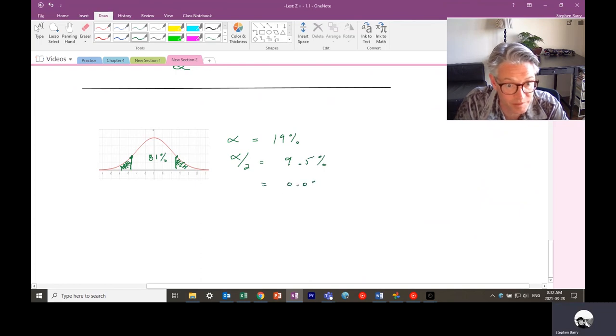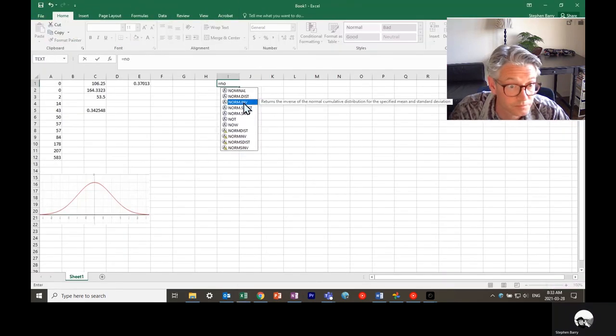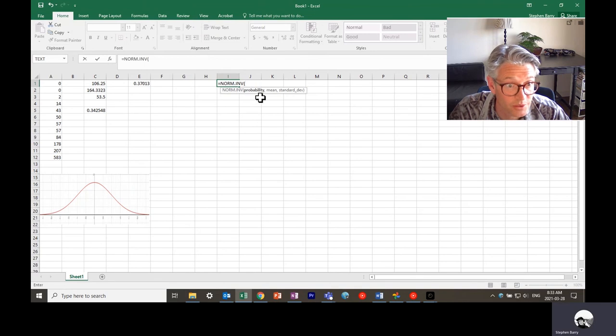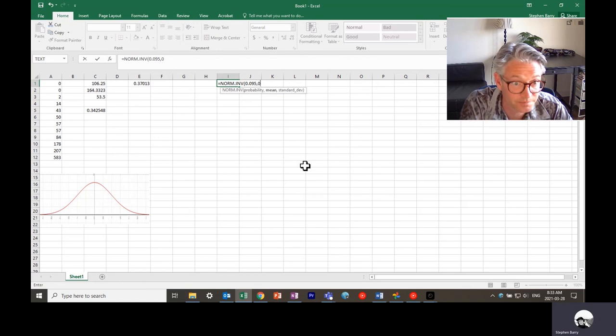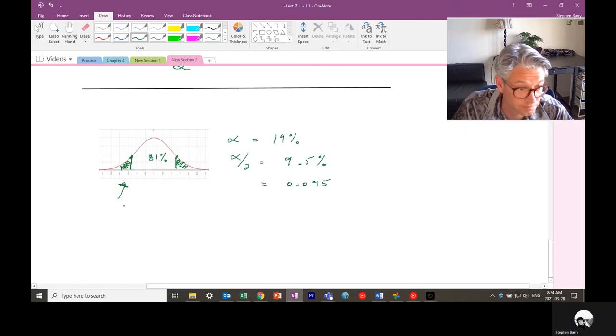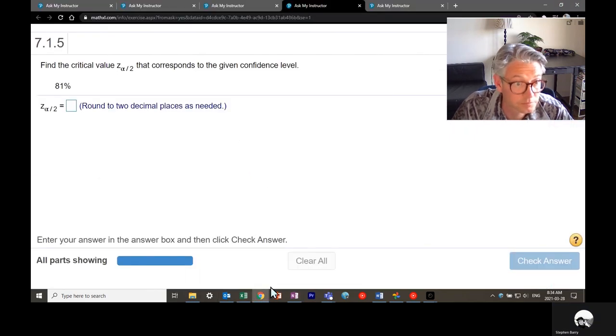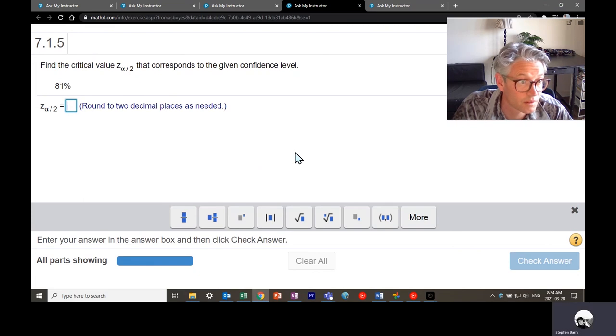But again, we have to use decimals in order to read our chart. Let's use Excel for this one, just because I don't have the chart handy. There we go. The probability, right, okay. So 0.095, which is 9.5%. The average is 0 and the standard deviation 1. Negative 1.31. So I don't know, again, if they want a positive or negative. Let's just go positive, see what happens.